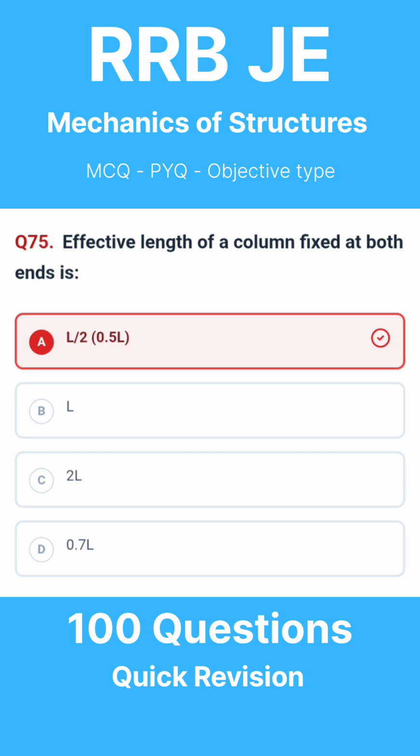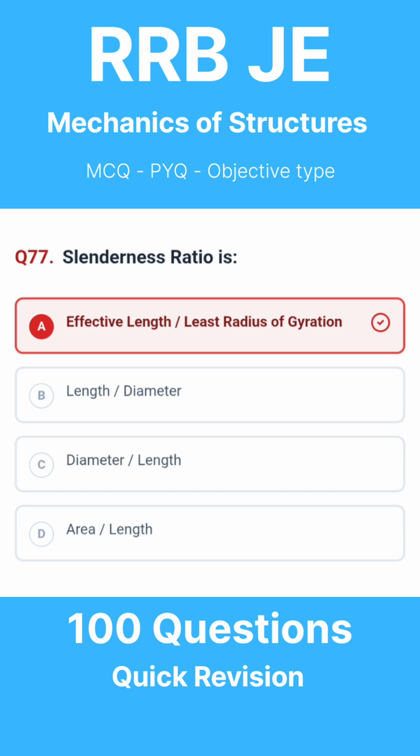Question 75. Effective length of a column fixed at both ends is: the correct answer is L divided by 2, 0.5 L. Question 76. Effective length of a column fixed at one end and hinged at the other is: the correct answer is L divided by square root of 2, 0.707 L. Question 77. Slenderness ratio is: the correct answer is effective length divided by least radius of gyration.